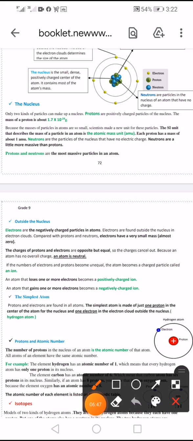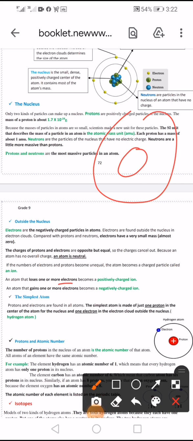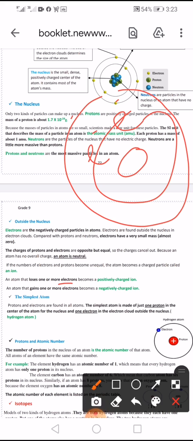An atom that loses one or more electrons. If we have two electrons, or three electrons, and this element loses one, what does it become? It becomes an ion, a positively charged ion. So this atom is called an ion with positive charge.